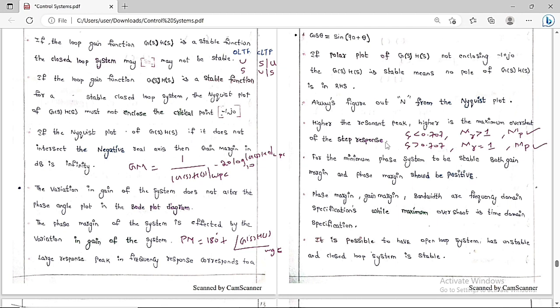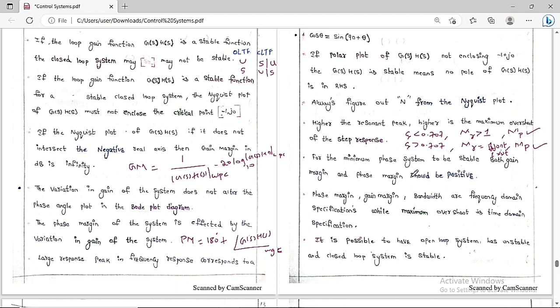So you can see clearly, a value of 1 means the resonant peak won't exist. Therefore, whenever the zeta value is less than 0.707, the resonant peak is going to exist and the peak overshoot is also going to exist. But when zeta is greater than 0.707, the resonant peak won't exist, but the peak overshoot is going to exist. As the resonant peak increases, the peak on the step response also increases. So higher the resonant peak, higher is the maximum overshoot of the step response.